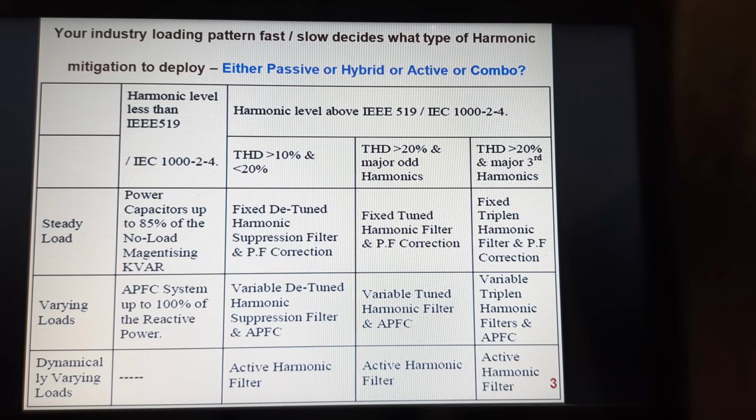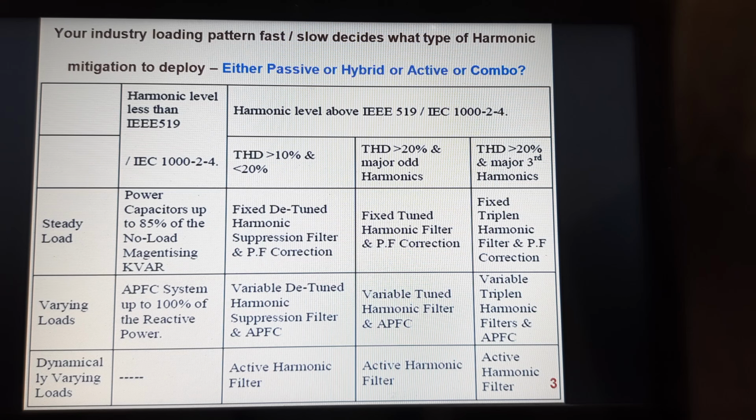Let us go by the industry loading pattern first. See, your industry is having a steady load or a varying load or a dynamically varying load. This decides what type of harmonic mitigation you need to deploy in your industry. Either it can be a passive or a hybrid or an active or a combo of all these filtrations. And you can see the THD level from 10 to 20%, above 20%, and above 20% with third harmonics as well.